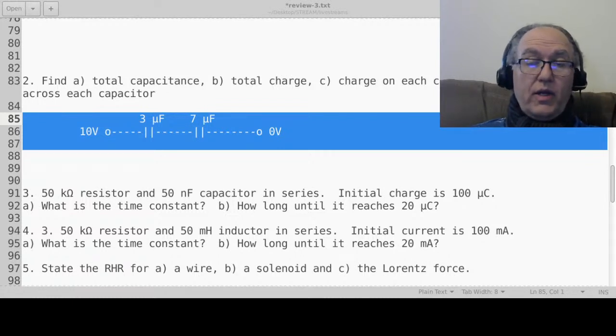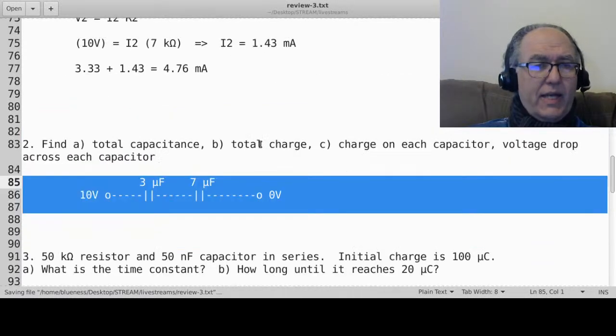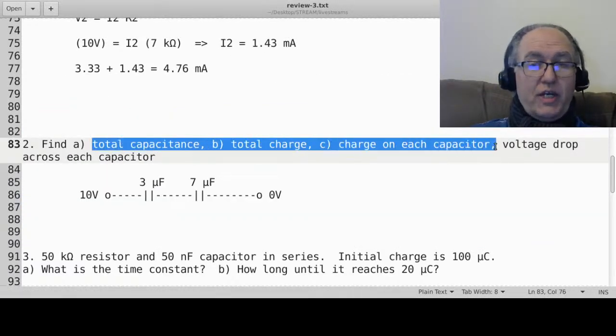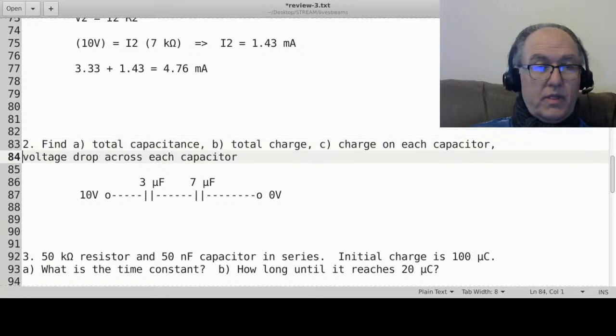So let's take a look at the capacitors in a circuit, and if you want to see a more complicated problem, go back to those previous streams. Okay, so in this case, I want the total capacitance, total charge on each capacitor, and voltage drop across each resistor. Okay, let me just do this.